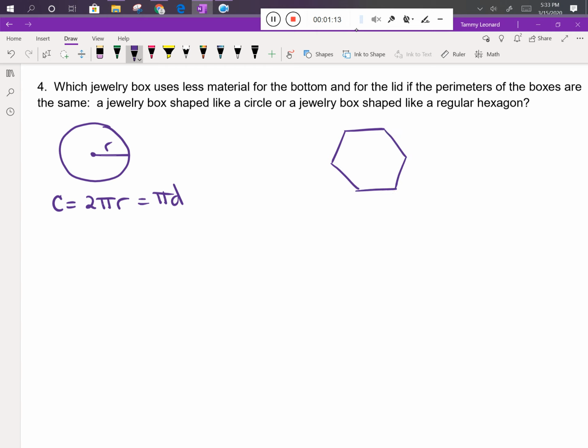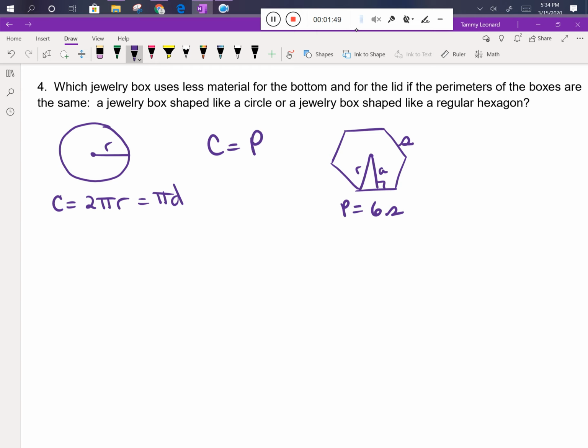Now, a hexagon actually also has a radius, but it also has something called an apothem. The apothem is basically like the height of that little right triangle. It always goes to the middle of a base. Now, we don't actually have any numbers in this problem. The only thing we know is that the circumference of that circle is the same as the perimeter of this hexagon. So we know that C is equal to P.